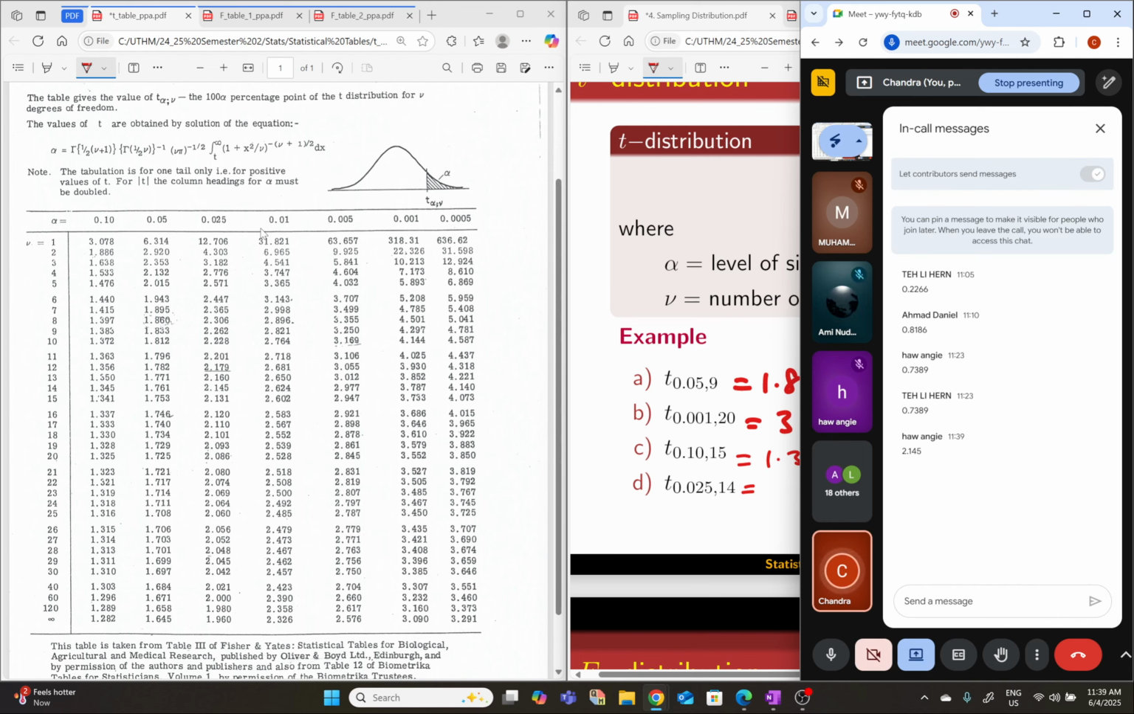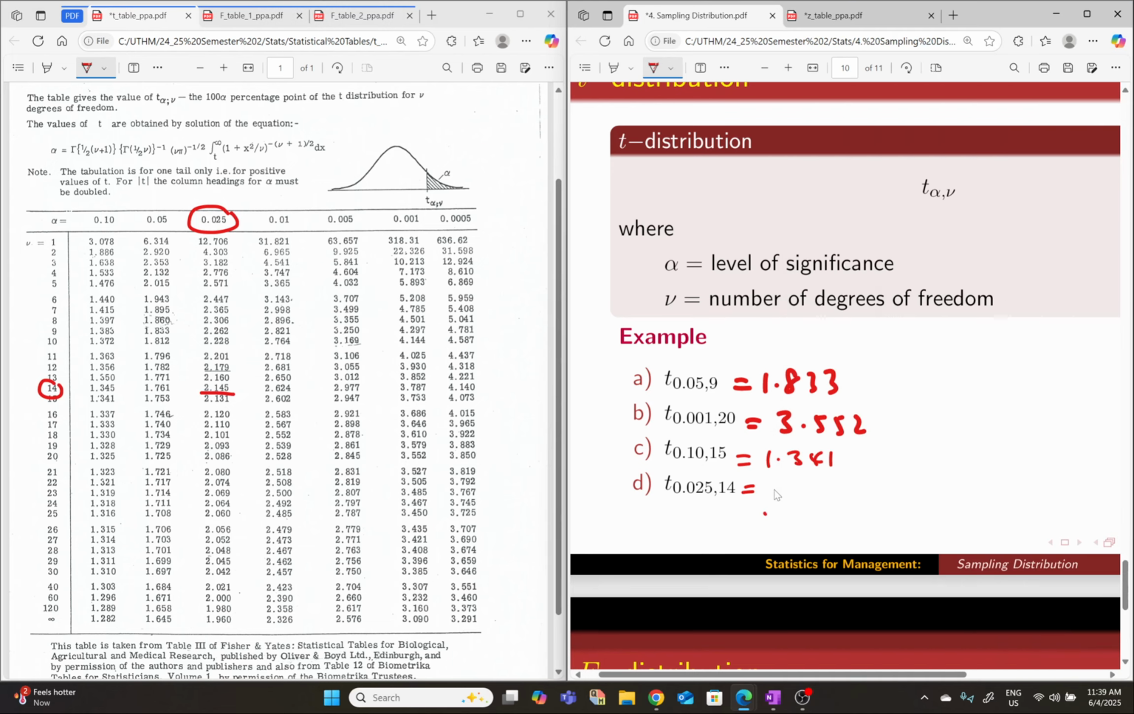So 0.025, 14 is here. So the answer is 2.145. That's how you read table T. Very easy, that one. Okay, this is done.